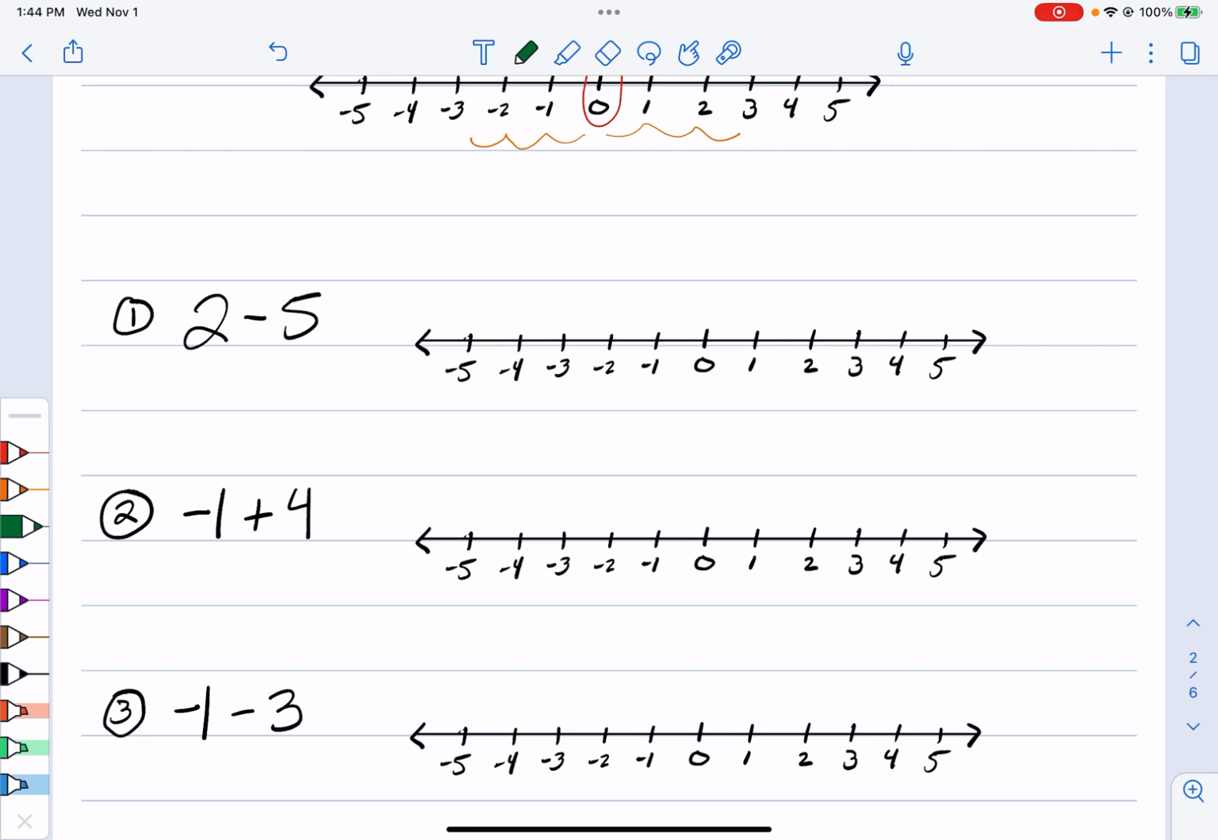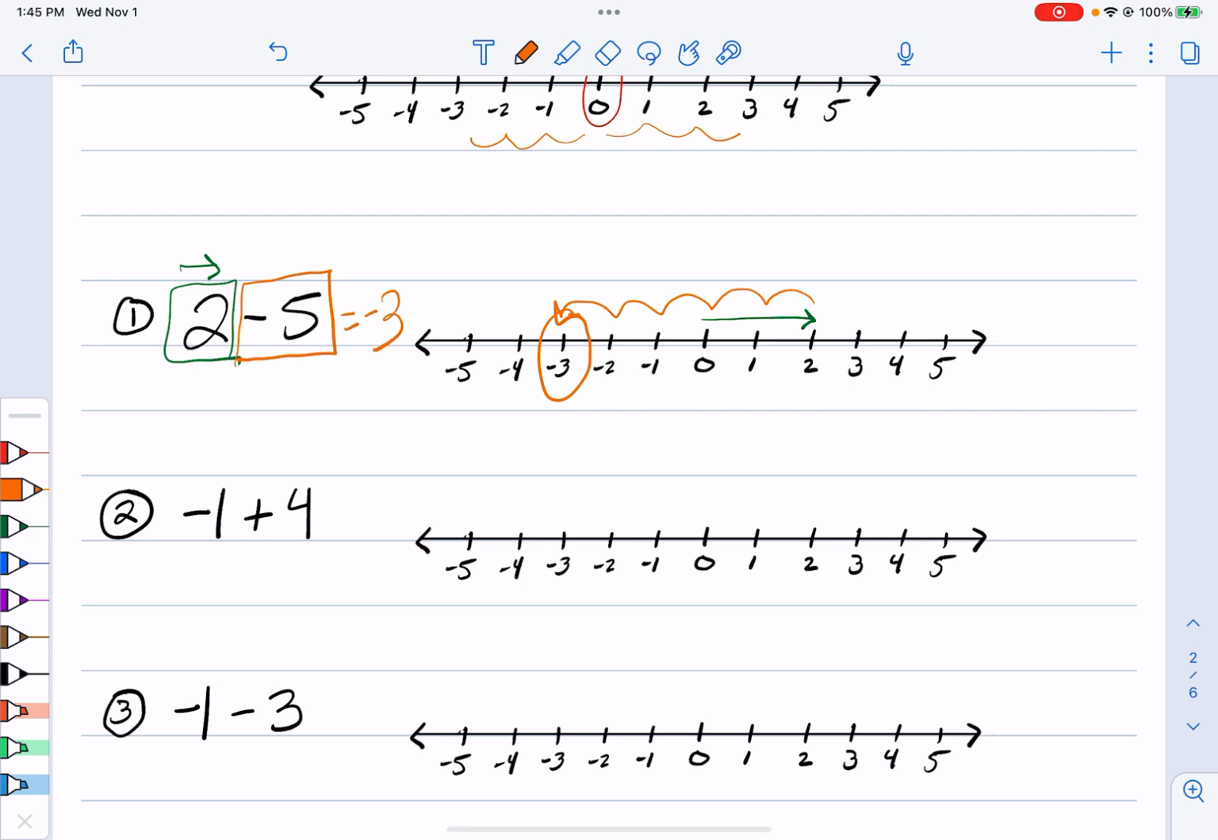Okay, so we have 2 minus 5. First thing we're going to do is start by going to 2. So if I start at 0, I'm going to go to 2, which is right here. So I went to the right to get my 2. Hopefully that kind of looks familiar. Okay, then I'm going to subtract 5. So subtracting 5 means from where I was, I'm going to go to the left 5. So I'm going to go 1, 2, 3, 4, 5. And I'm going to land right here. And I'm going to get an answer of -3.